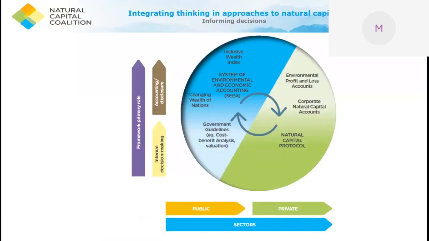So we can see that the private sector with the natural capital protocol put the emphasis on the decision making, and the public sector with the system of environmental and economic accounts is putting more emphasis on the accounting side. So we think that's why we put these arrows, because we think that the system of environmental and economic accounts could benefit from what the private sector is doing, because there is not a harmonized accounting framework for the private sector. And we believe that the benefits of the natural capital protocol in trying to inform decisions can also be a framework that could be useful for the public sector to help them in using the information from the accounts to improve their decision-making process.